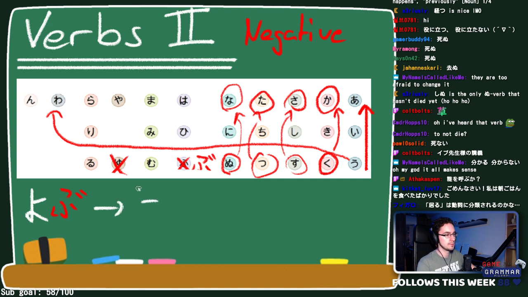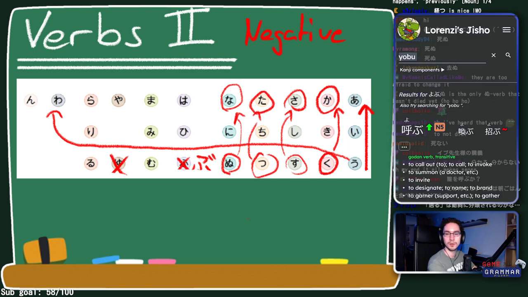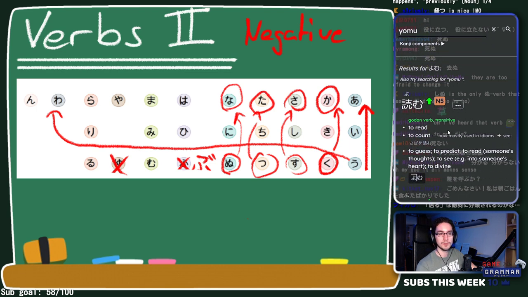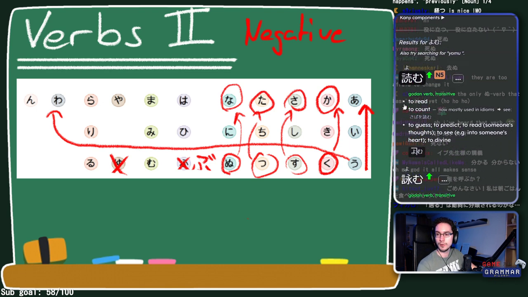Yobu. Yobanai. So already doing the full conjugation. Yobanai. There you go. Simple enough. We're almost done. We only have two more that we need to do, namely mu. So mu is yomu, for example. Yomu means to read a book, to read anything. Yomu, to read. So how do we conjugate yomu?